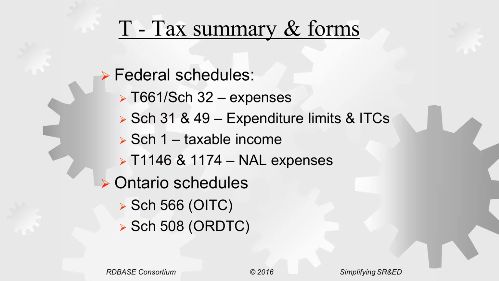And then there's additional schedules for non-arm's length expenses. So if I transfer expenses to a subsidiary or back and forth or parent company, there's special forms that are supposed to accompany those transactions. Again, if they're missing past 18 months, it can cause problems on the whole claim. Okay? There's also additional Ontario schedules for the OITC, ORDTC, and if you claim the university, the OBRI credit, 20% credit on that. All right.